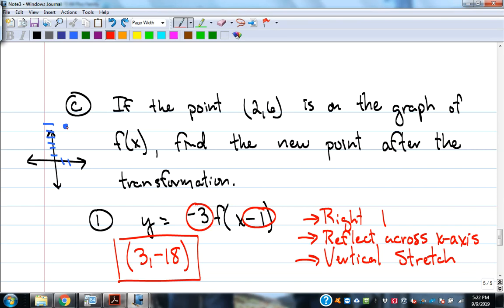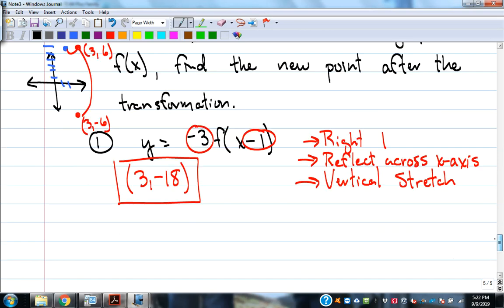And then right 1 would move it over here. I'm going to use a different color. Right 1, and that's at 3, 6. And then flip it across the x-axis, and that puts you at 3, -6. It might help you to draw it. Just sketch it out. You don't have to draw it perfectly.